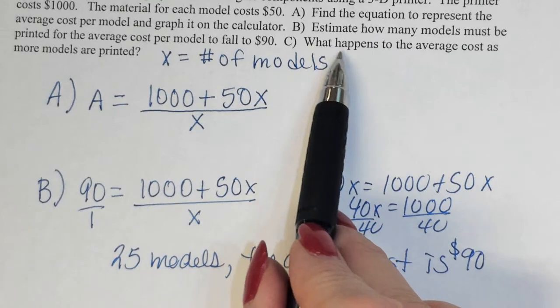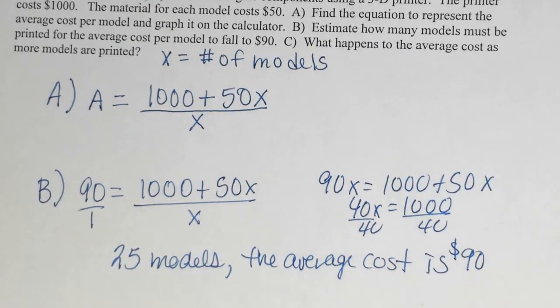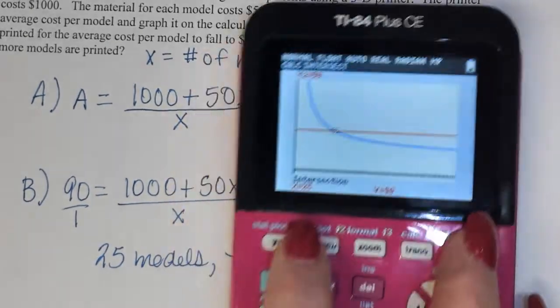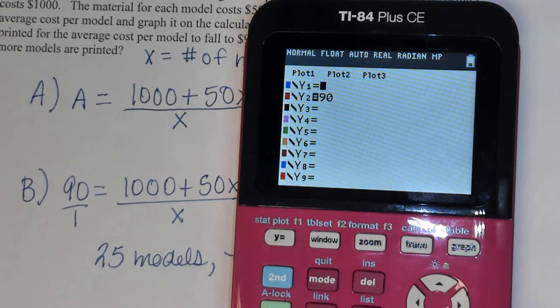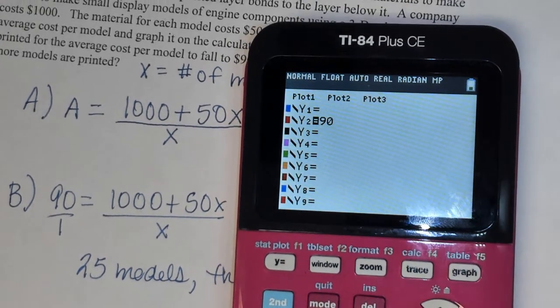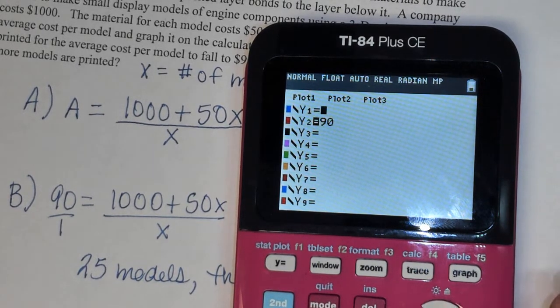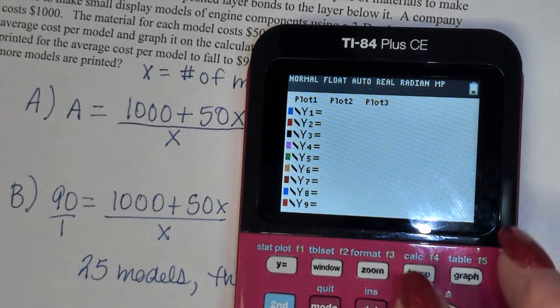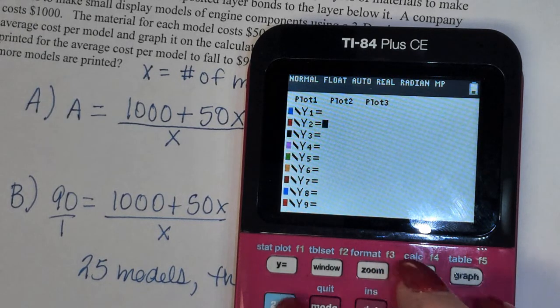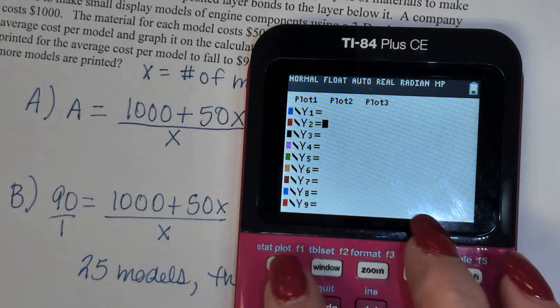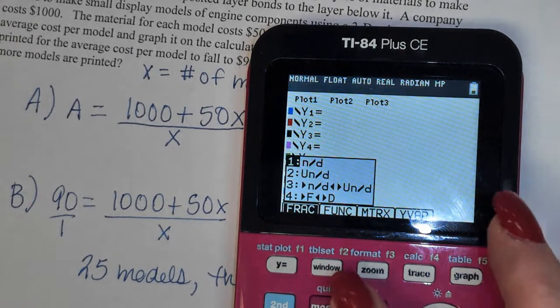All right, now the last thing. What happens to the average cost as more models are printed? All right, well, now I just want to get rid of this 90. Oh, shoot, just the 90. Let me type that in. Let me show you another way to type it in, actually. You have this fraction thing on here, too. If you go to, let's see, there it is.